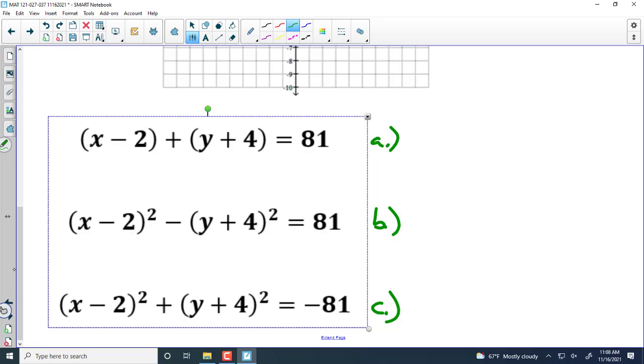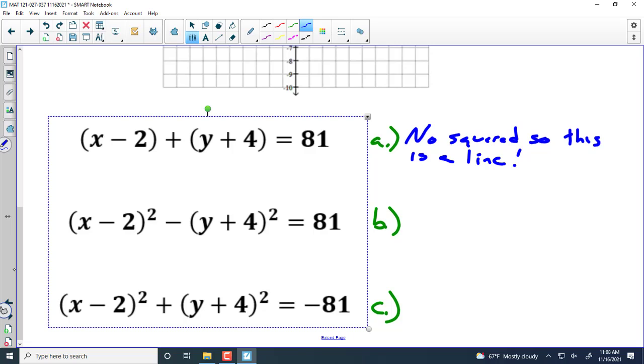Why is the first one not a circle? No squareds. So this is a line. That's actually a line, not a circle, because the squares aren't there.